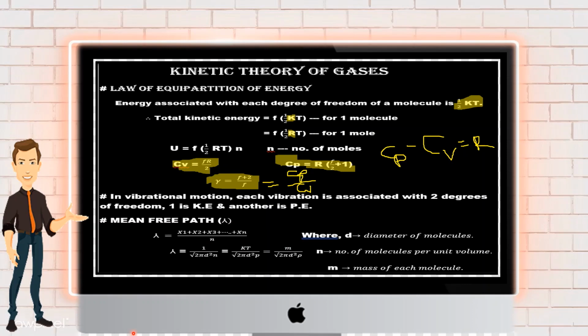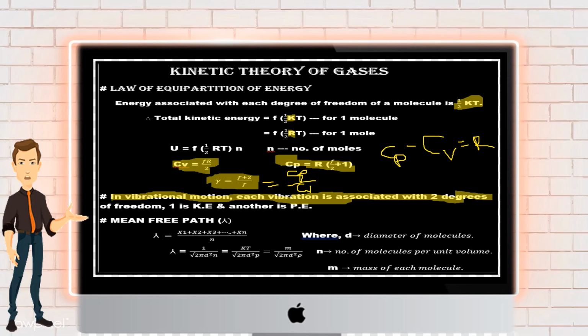Next, coming to another point. In vibrational motion, make a note of this. This is an exception. In vibrational motion, each vibration is associated with 2 degrees of freedom.